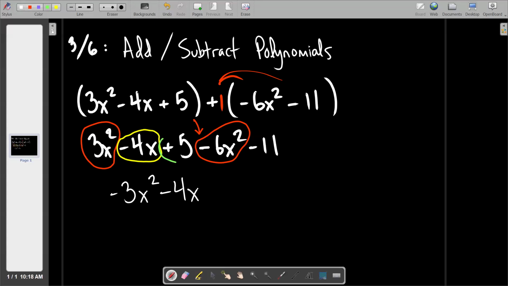And then finally, I have my last two terms. And what are these called from yesterday again? These numbers without variables? Nice job. They're constants. So usually adding the constants together will be the last step.